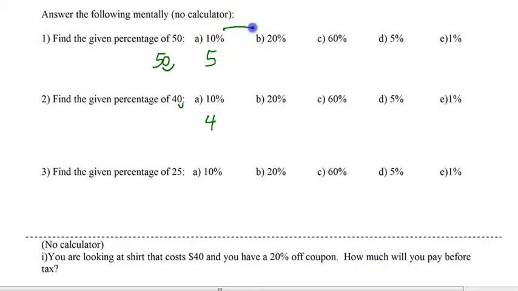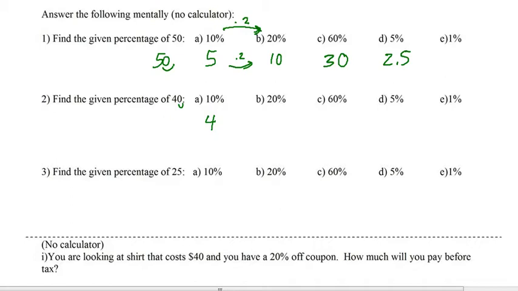Alright, and here's the reason you find 10% first. If you want to make 20% after you find 10%, you just multiply it by 2. So if you want to go from 10 to 60, you multiply it by 6, which would give you, guessed it, 30. Well, what if you want to go from 10 to 5? Well, 5 is half. So what is half of 5? 2.5. That's it. So if you know 10%, you can find most of the percentages fairly quickly in your head.